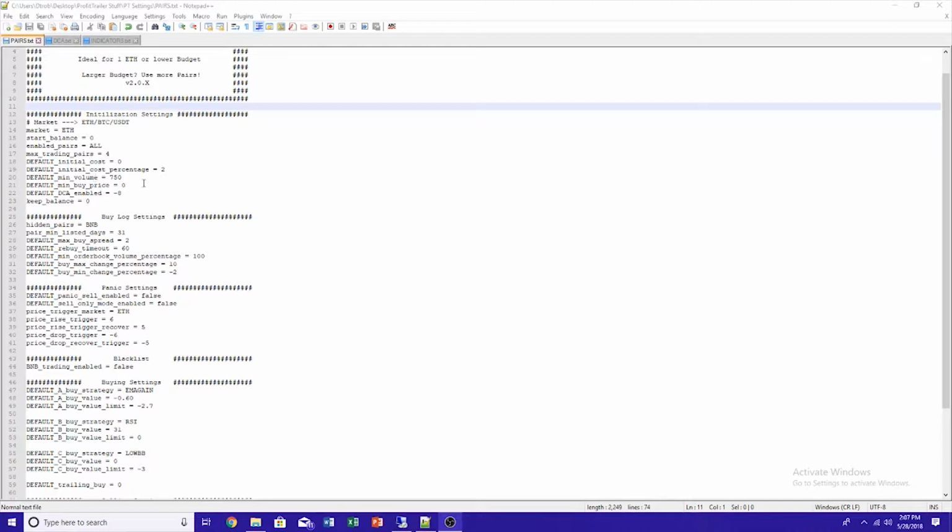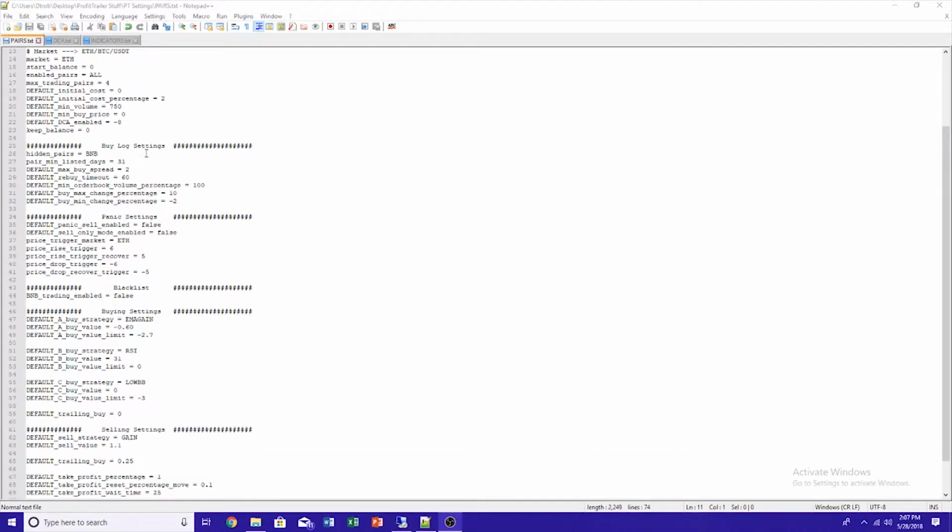And min volume, 750. I just thought that was a good volume. If anything's below that, it wouldn't be good to use or buy into, in my opinion. You could set it to 700. I just like 750. Default min buy price 0. Default DCA enabled -8. We'll go into that once we get into the DCA section, and I'll talk more in depth about why it's at -8. Keep balance 0. That's just it. If you want to really get in depth with all these and what they do, just go to the wiki for Profit Trailer.